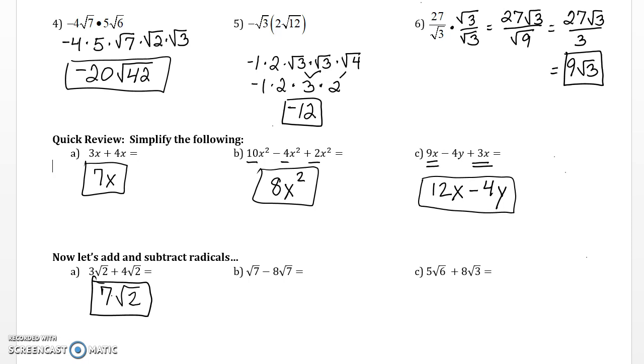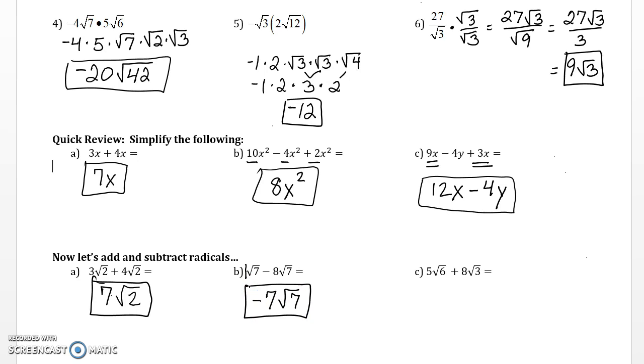So in letter B there, we have some root 7s in our terms. If you remember, when there's no coefficient out front, it is that 1 root 7. We're going to subtract 8 root 7 from it. So 1 minus 8 gives us a total of negative 7 root 7s. They were both like terms because they both had a 7 under the radical. All right, what about letter C though?